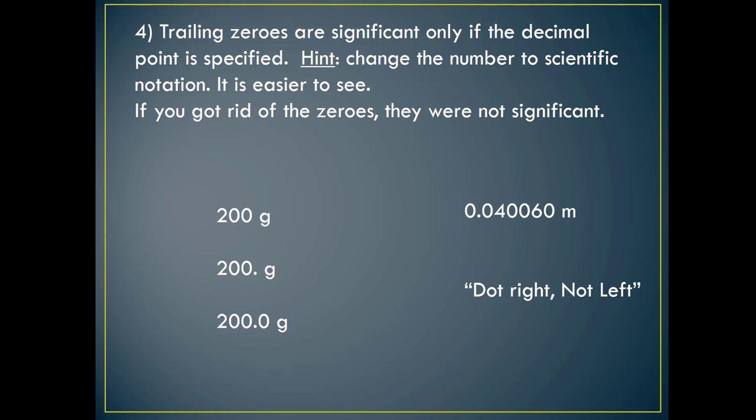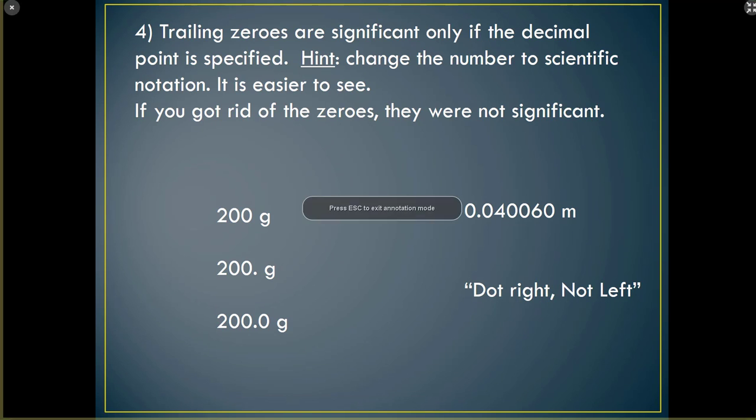And there's a hint: change the number to scientific notation. That is discussed in another video. This rule, the trailing zeros, and the previous rule, the leading zeros, can be confusing for students because some zeros are measured and some are not. So trailing zeros are not measured. So there again they are just placeholders.